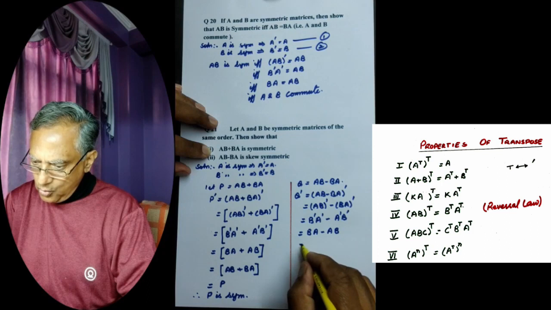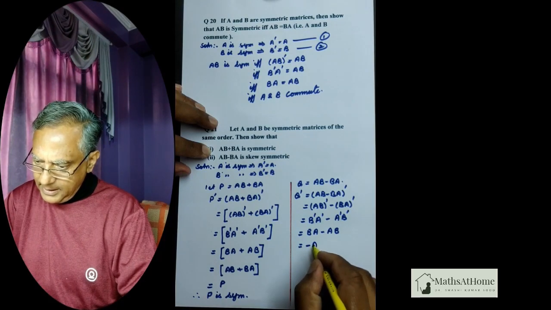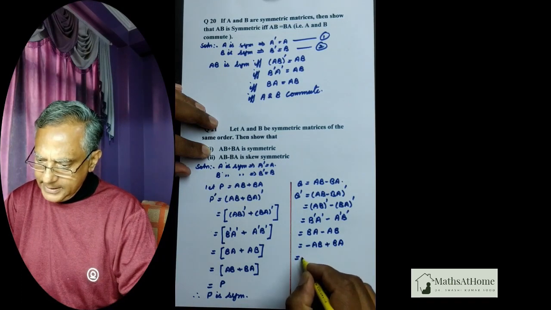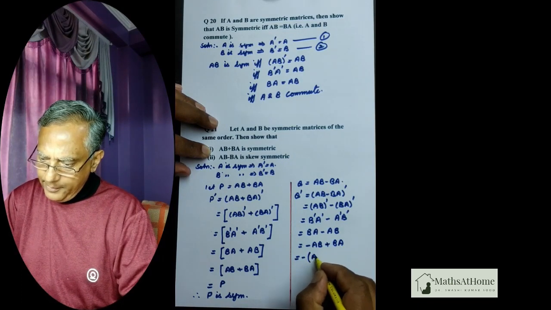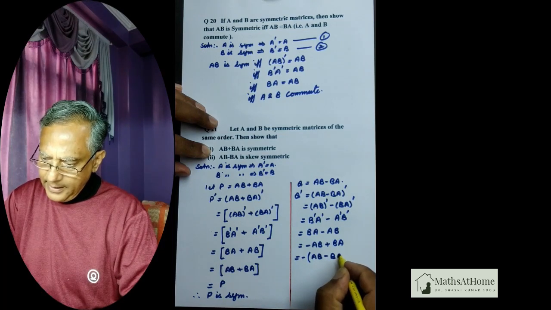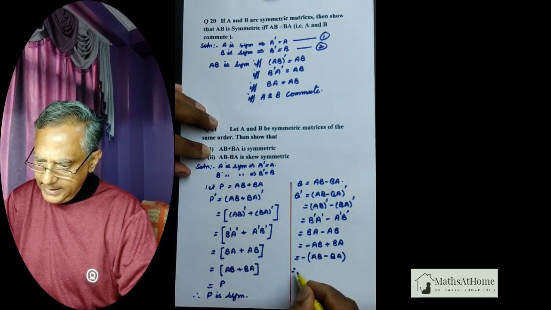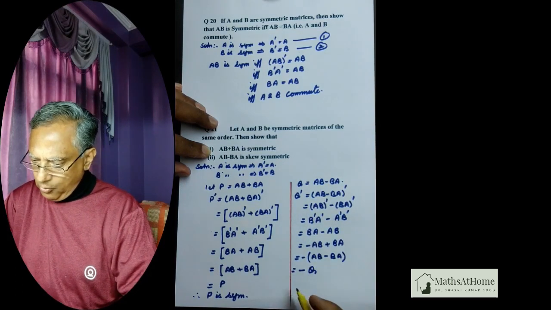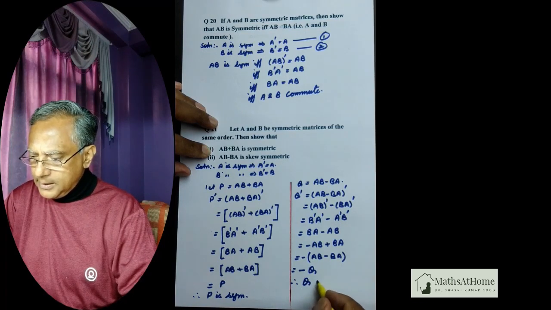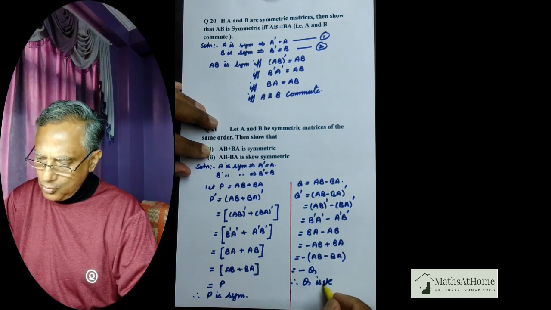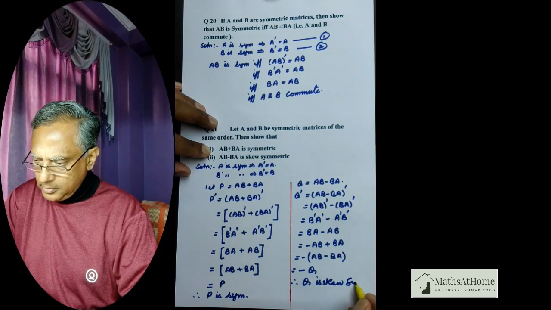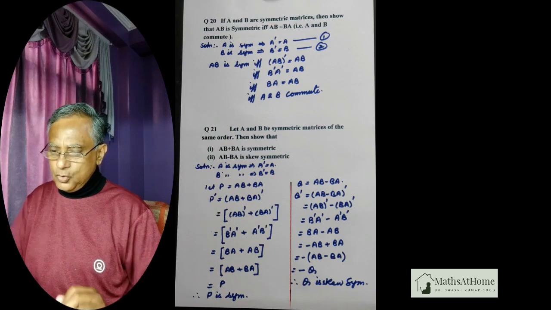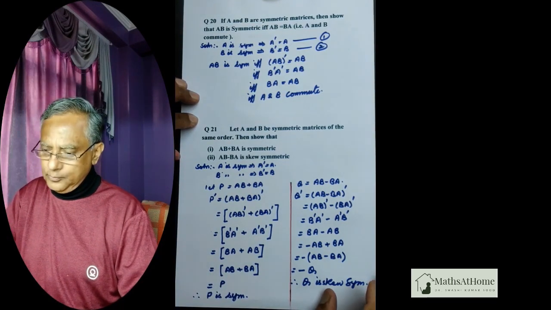So this is equal to, we can write this as minus AB plus BA, and we can write this as minus common, AB minus BA, and this is equal to minus Q, so we get minus Q. Therefore Q is skew symmetric. So we have proved the result.